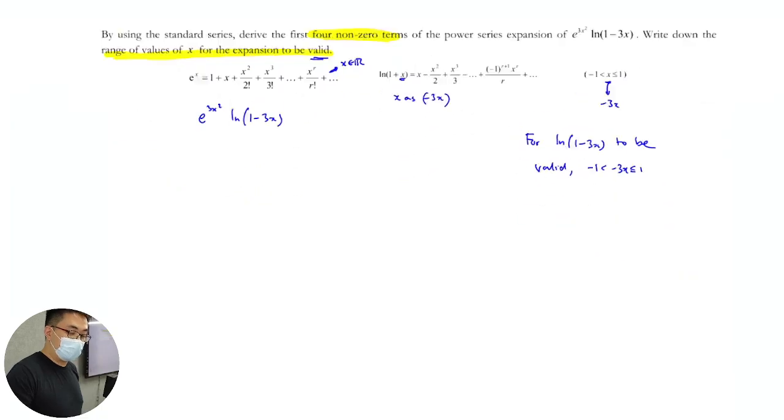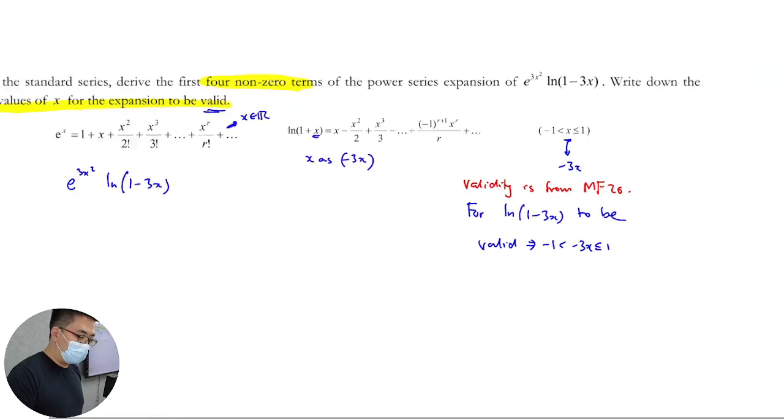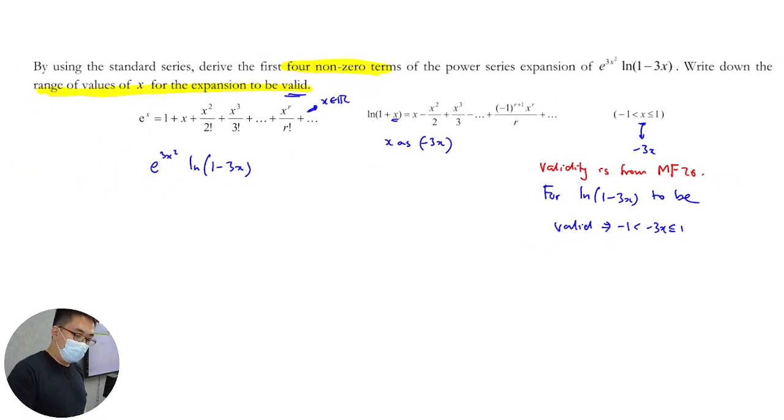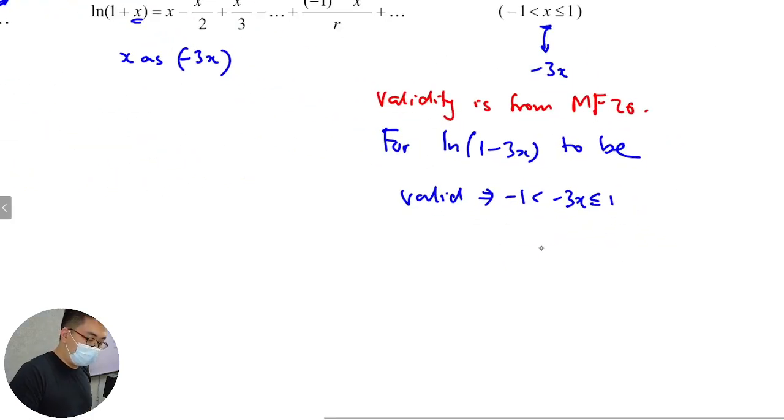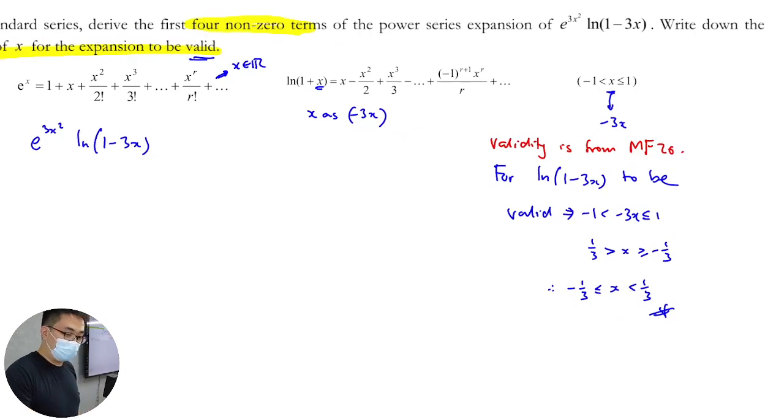Just from MF26. I repeat, the validity, no need to memorize; it is from MF26. No need to memorize anything. So in this case, you divide by minus 3, so you get the range of x. So validity settled.